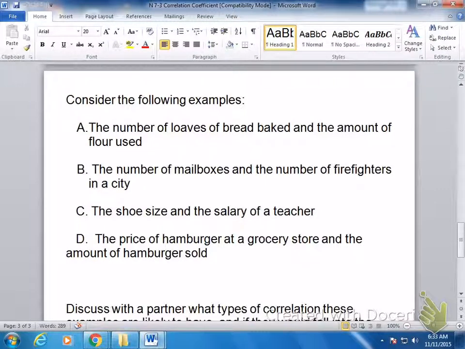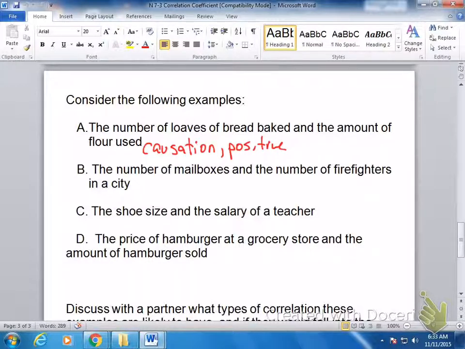So it says, consider the following examples. We're going to try to tell what kind of correlation they have and if they have causation, association, or maybe neither. So the first one, A, says the number of loaves of bread baked and the amount of flour used. Now, when you think about the number of loaves baked, you would have to have more flour if you're going to make more loaves. So these two are absolutely causation. The more loaves of bread we make, the more flour we are going to need. Now we want to think about if it's positive or negative. Well, if we need more flour to make more bread, then we're getting bigger, so we have a positive.